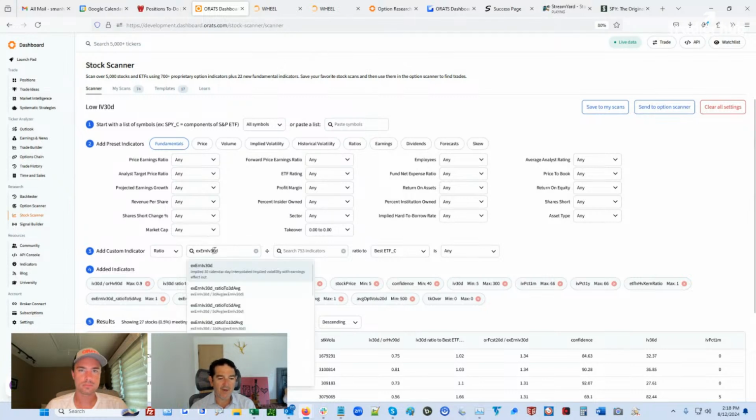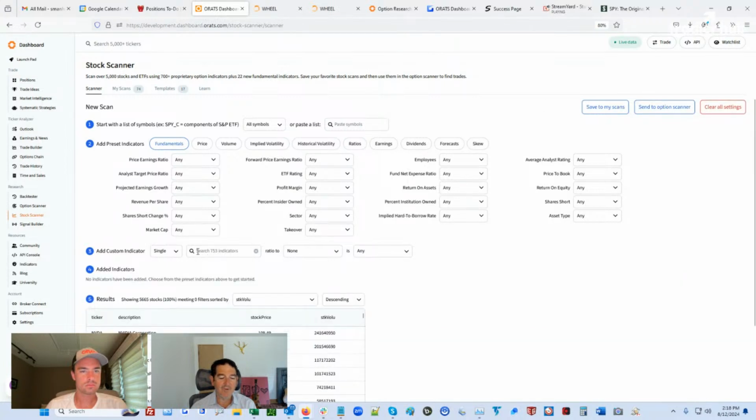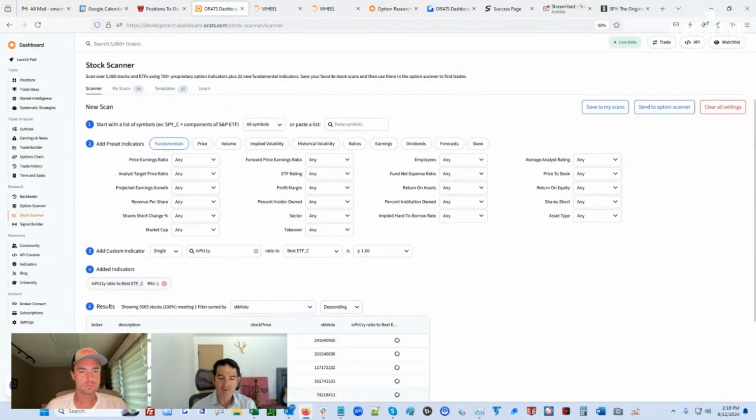So if you look at the IB percentile for the year, and then just look at not a ratio, but a single versus the best ETF, then we could start to, actually, we should clear out all these first. We'll start anew. Ratio to the best ETF. And we'll say it's 1. And we didn't get anything on that.